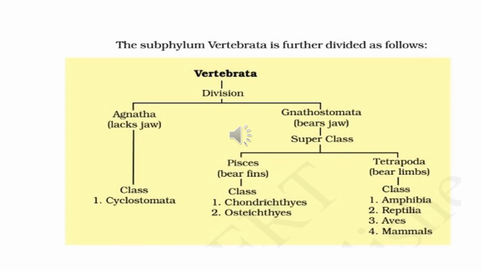Subphylum Vertebrata is divided into two divisions, Division Agnatha and Division Gnathostomata. Division Agnatha includes those organisms which lack jaws, and the best example is lamprey, which belongs to class Cyclostomata, whereas Gnathostomata includes those organisms which have jaws. And it has two superclasses, superclass Pisces and superclass Tetrapoda. Pisces includes those organisms which have fins, whereas Tetrapoda, which literally means four-footed animals, includes those organisms which have limbs.